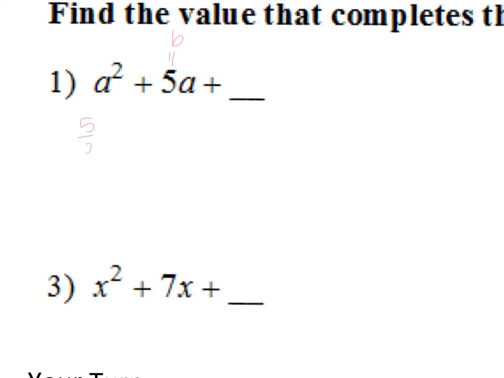So I'm going to do (5 over 2) squared because it's (b over 2) squared. Well, that square goes to both. So 5 squared is 25 and 2 squared is 4. And I can't reduce that anymore, so my answer is 25 over 4.